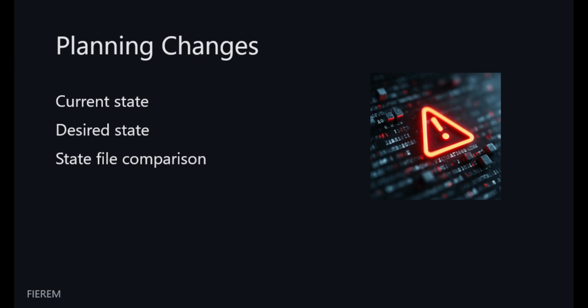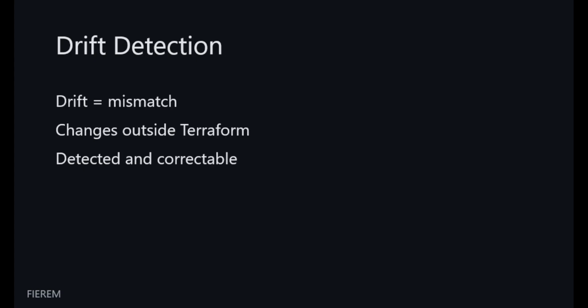This model is why Terraform can safely plan changes. It compares what exists in your cloud, the current state, against what you declared, the desired state. That comparison is powered by the state file. If something changes outside Terraform, Terraform detects the drift. Drift means reality no longer matches the code. Terraform knows exactly what moved.